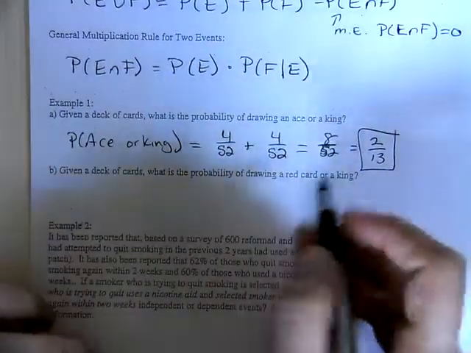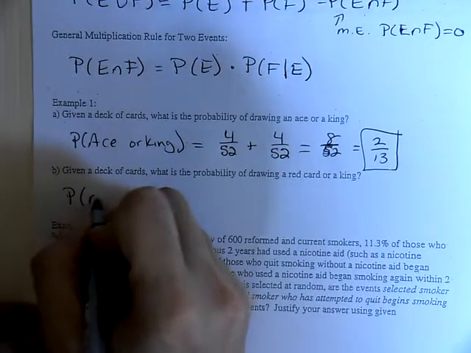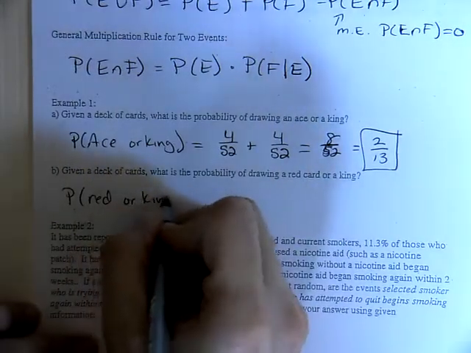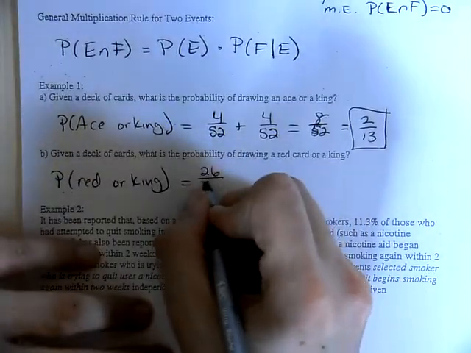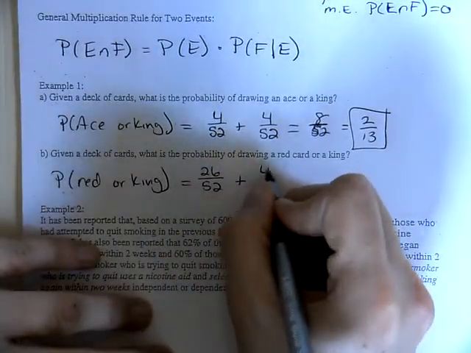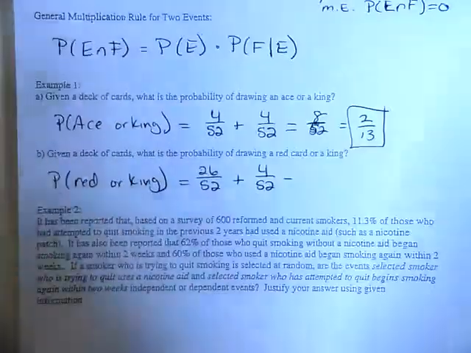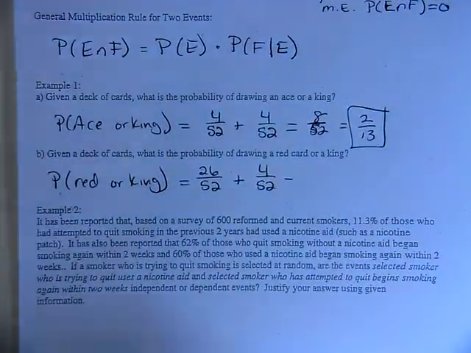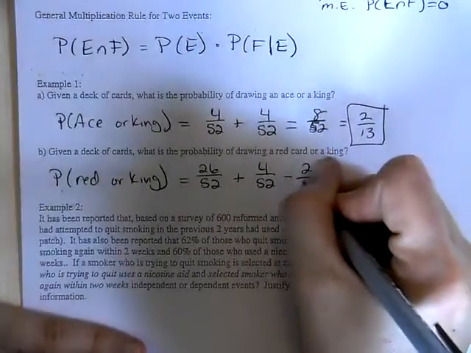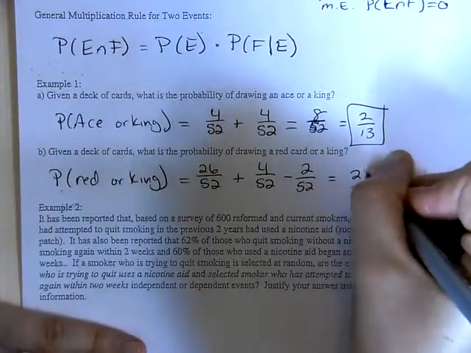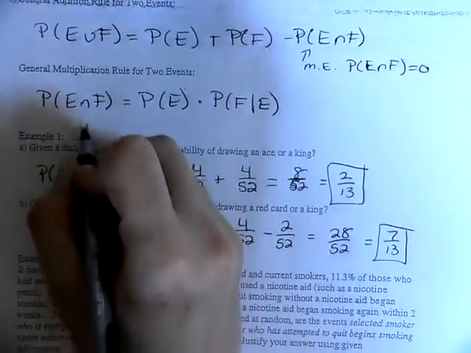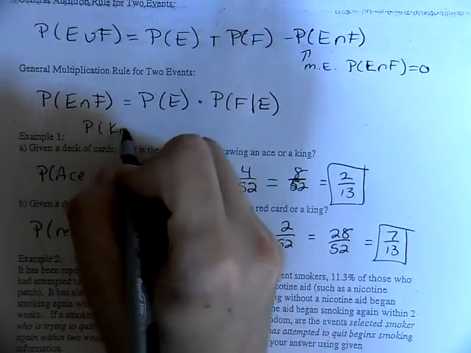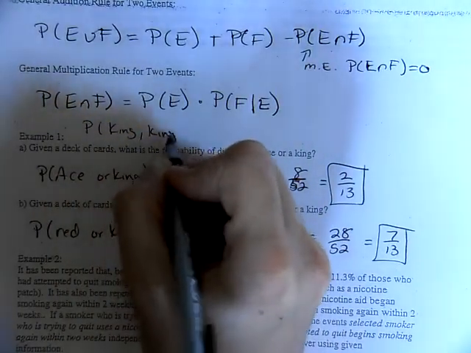Given a deck of cards, what's the probability of drawing a red or a king? So red is half the cards, so 26 out of 52. King, there's 4 of them. But we're counting the king of diamonds and the king of hearts twice, so I'm going to subtract 2 of them. So 28 out of 52. So 7/13.